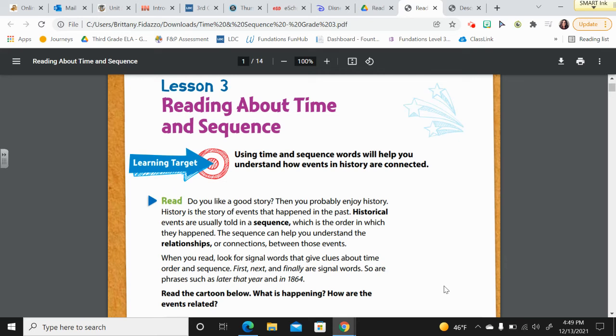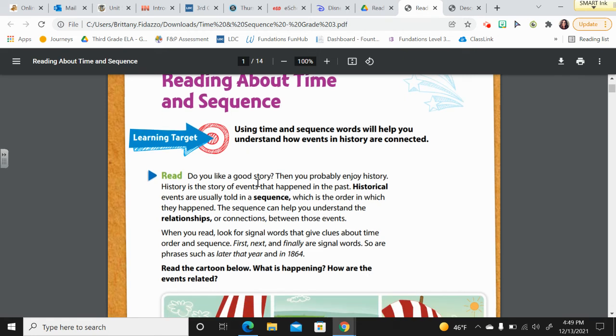Hi, third grade. Today we're going to talk about reading about time and sequence. Our learning target at the top says, using time and sequence words will help you understand how events in history are connected. Do you like a good story? Then you probably enjoy history.